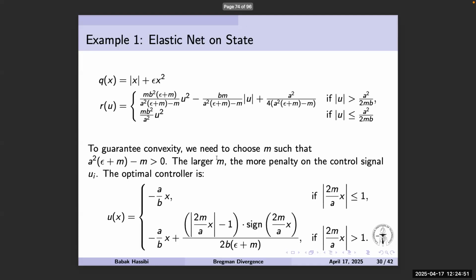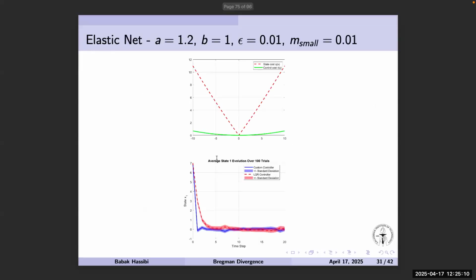So let me show you some examples. Oh, by the way, this is the control law that you get. Again, if you go through the machinery, if you look at this R, find its Fenchel dual and take the gradient of the Fenchel dual, this is what you get. So it's a piecewise linear controller in this case. Let me show you the performance of this.